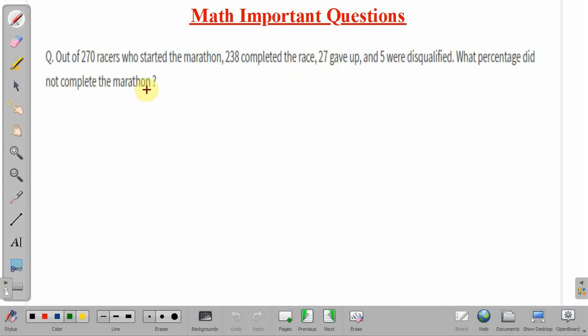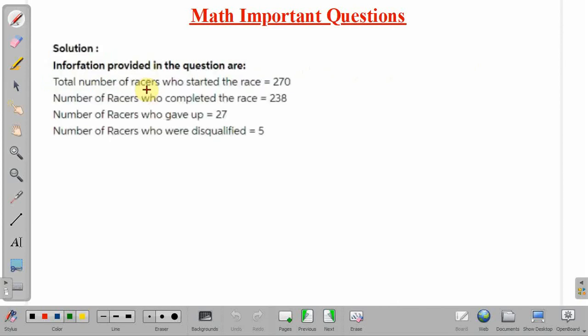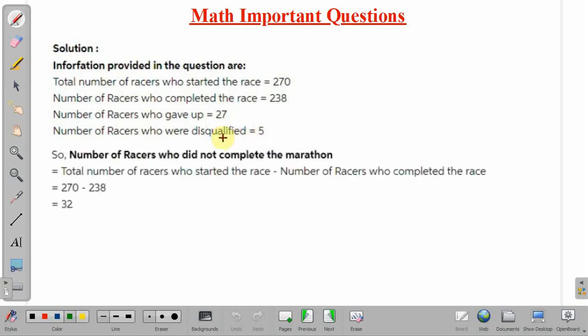How can we solve this? See, what is given: total number of racers is 270, and those who have completed is 238 only, and the number of racers who gave up is 27, and the number of racers who were disqualified is equal to 5. We have to find the racers who did not complete the marathon.